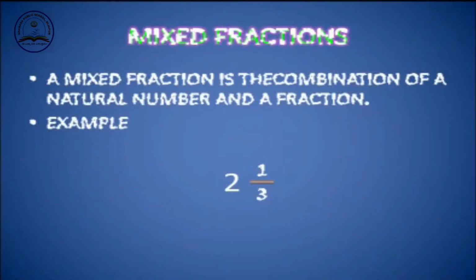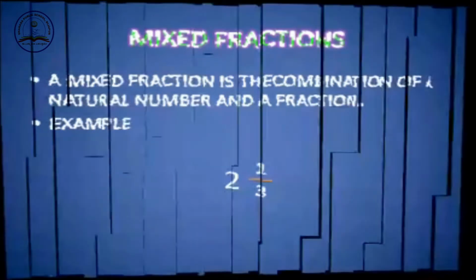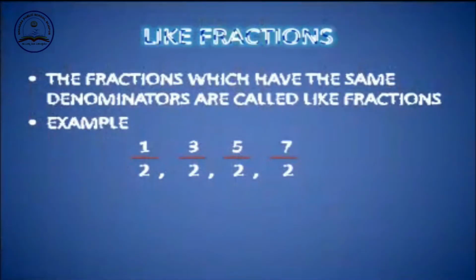Mixed fractions. A mixed fraction is the combination of a natural number and a fraction. Example, 2 integer 1 by 3. Like fraction. The fractions which have the same denominators are called like fractions. Example, 1 by 2, 3 by 2, 5 by 2 and 7 by 2. In this example, 1, 3, 5 and 7 are the numerators and 2 is the denominator.